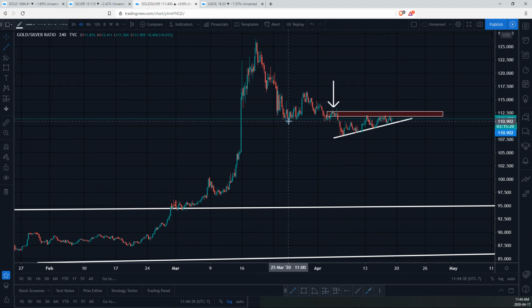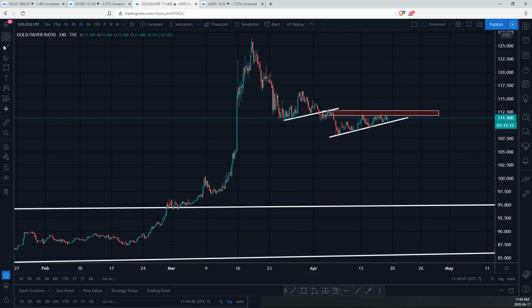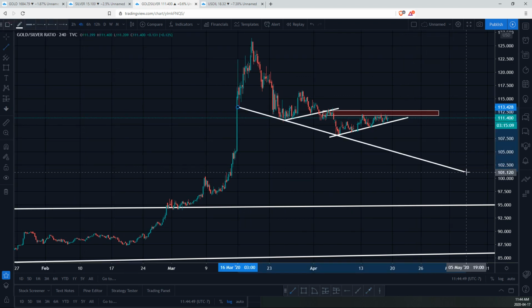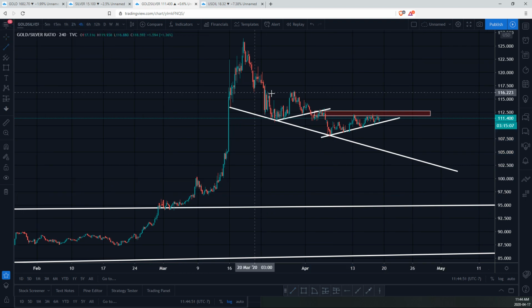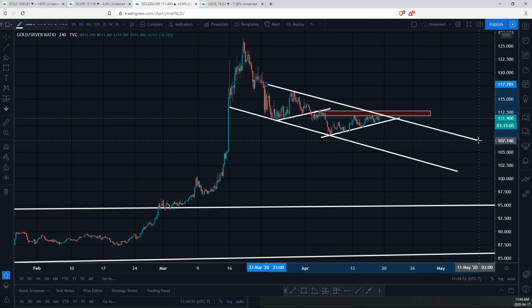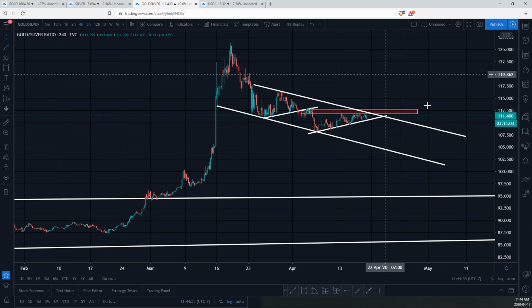So if we see the price, let's just go like this. If we see the price break the support, we're probably going to get a next leg down to form a lower low. We can see we are still forming these lower lows here, and we are still forming these lower highs. So right now, we're still kind of going on a downtrend.